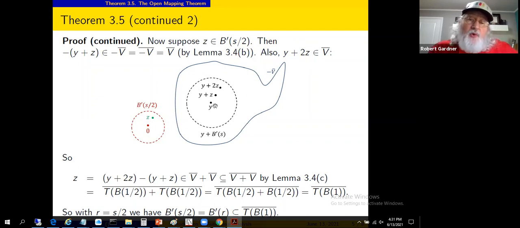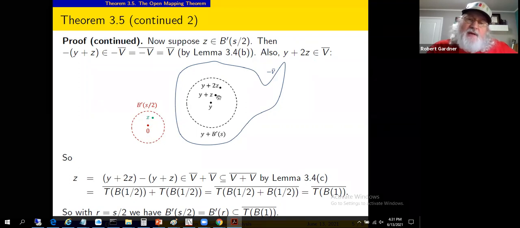So if we go to point Y and we add to it point Z, hey, point Z is a little bitty vector of length norm less than S over 2. So when we look at Y plus Z, that'll give us a new little vector here, and it's less than halfway to the edge of this circle. So certainly Y plus Z lies inside V closure. In fact, it lies inside this ball here.